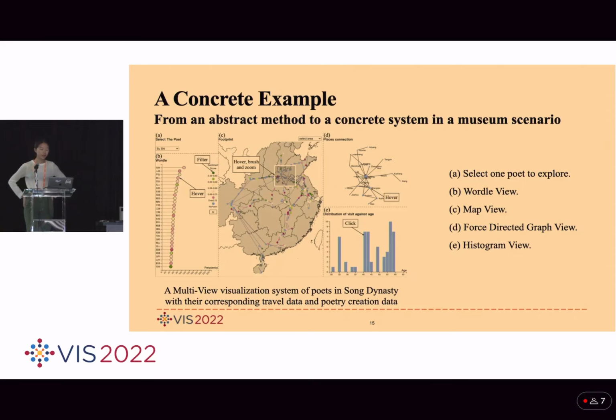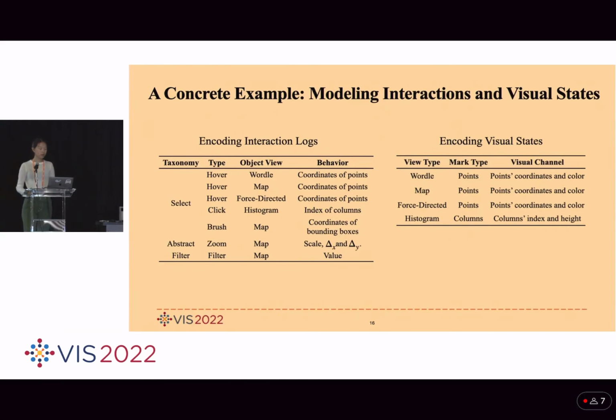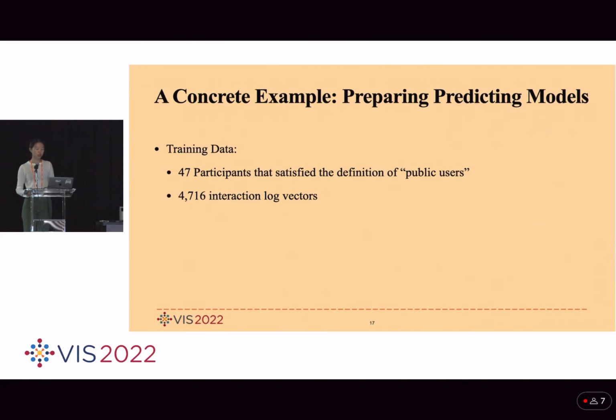And we also propose an interactive visualization system in the museum scenario as an example to implement and test the pipeline. The 4 different points from Song Dynasty are selected. The data consists of temporal trajectory data of when and where a literature was created and its content. 7 different interaction log types are encoded based on the different views in the system as listed here, and we also obtain the corresponding visual states and transform them into low-dimensional data.